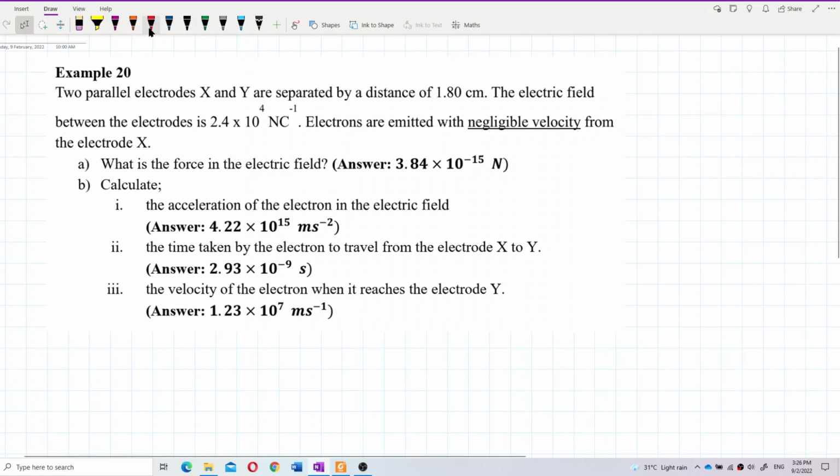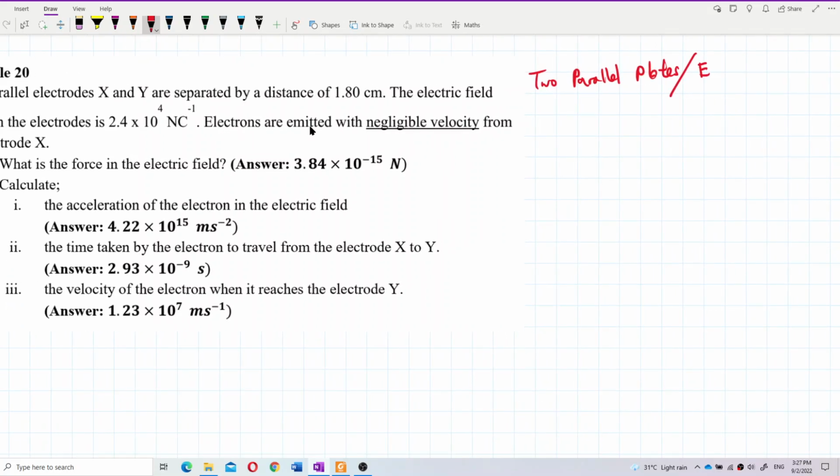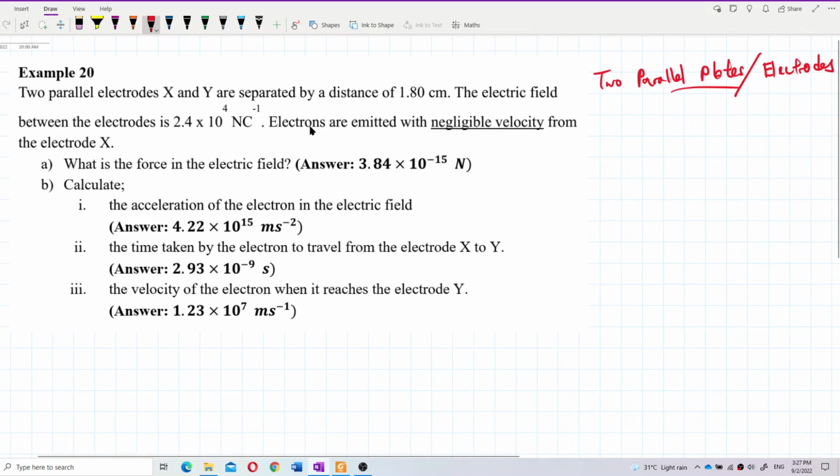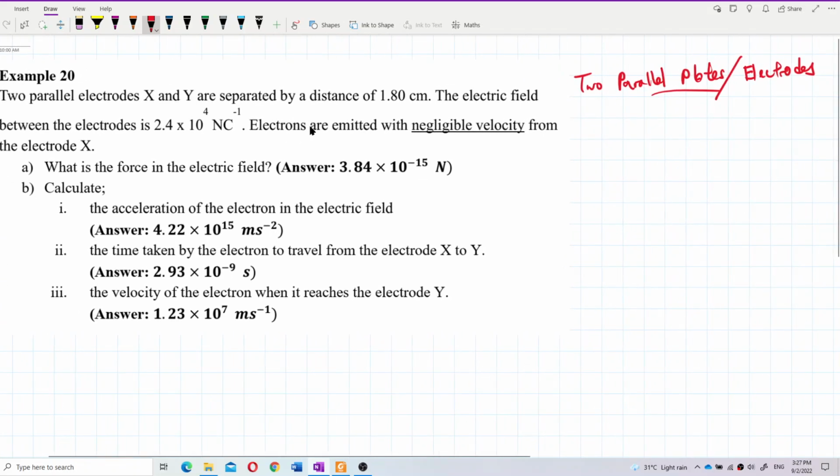Okay, so this is again two parallel plates. Here it uses electrodes, but it's the same thing. Plates or electrodes, same thing. All right, so separated by a distance means two parallel plates.